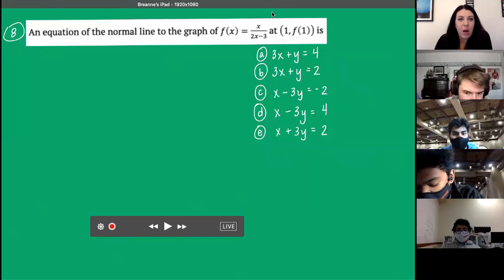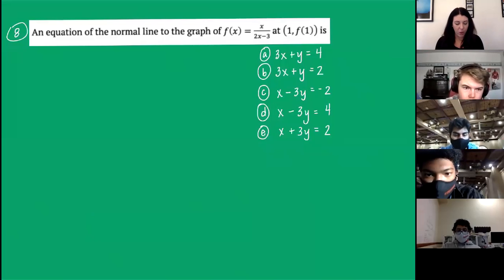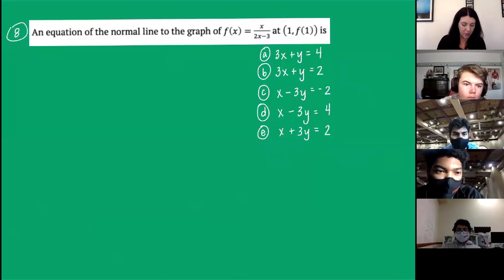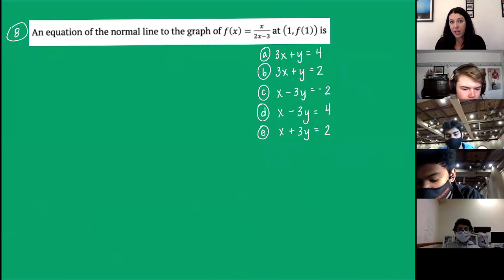So in resuming our exam 2 review, this question, again, may not have been your question number 8. This is just the 8th question that I'm going over. We're asked to find an equation of a normal line to the graph of f of x equals x over 2x minus 3 at 1 comma f of 1. The way it's written in our multiple choice answers is a little strange, so I gave you the choices here.